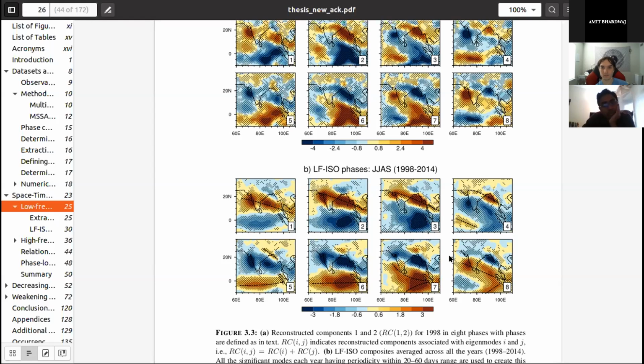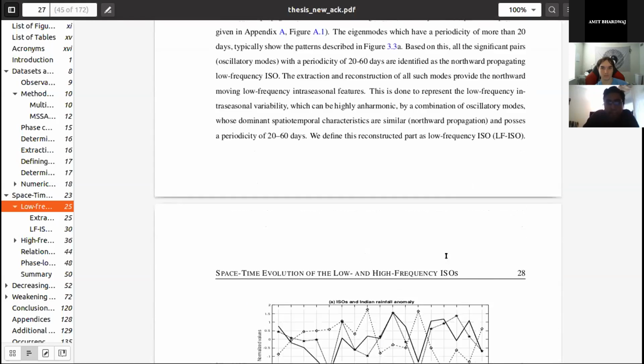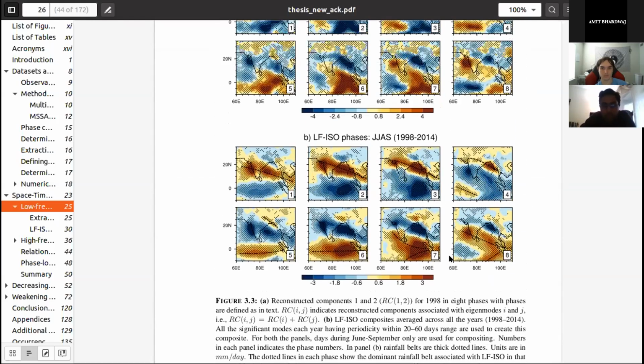Does it make any sense? One more question: you mentioned you did this for 1998 to 2014, and in all years you were getting low frequency ISOs, right? What about the high frequency ISOs? You have defined those as having periodicity less than 20 days, correct? How does that script work, where you need to define less than 20 and greater than 20?